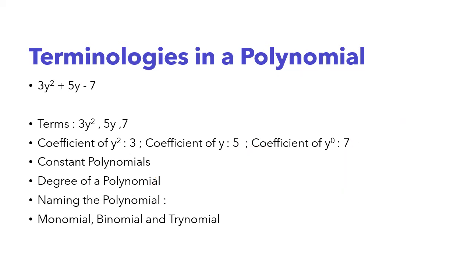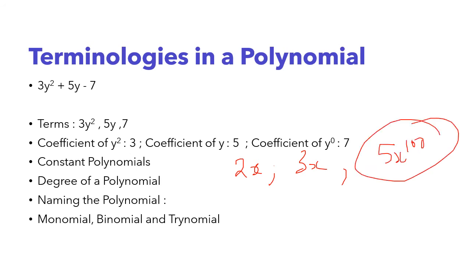Now, towards the next part: monomial, binomial, and trinomial. Very easy they are. Let's start with giving some examples. Monomials are polynomials having only one term. For example, if I'm simply writing x, it is having only one term, or 2x, or 3x, or 5x to the power 100, right? Each of them is having only one term. So if they're having only one term, we call them monomials.